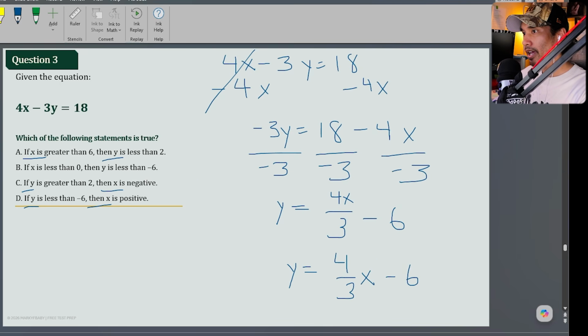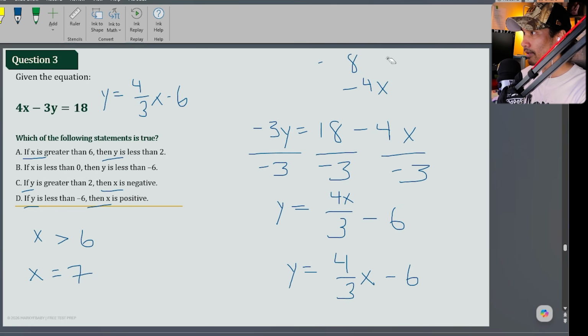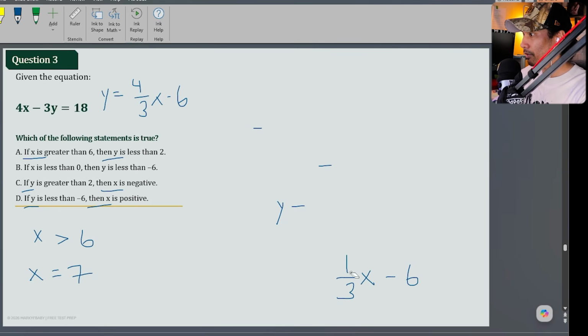All right, so let's go ahead and try answer choice A. Let's read it together. If x is greater than 6, then y is less than 2. So x greater than 6. Let's choose x equaling 7. This is our equation right here: y equals 4 over 3 x minus 6. And I am going to erase everything so we have room to write out the problem.